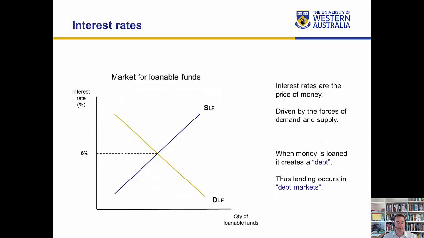Okay, so the market for loanable funds, this should be reasonably familiar to you now. We've got a demand curve for loanable funds and a supply curve for loanable funds, and I've got it there at an interest rate of 6%. Now, in this market, when money is actually loaned, it creates a debt, and so effectively this market for loanable funds is a debt market. The distinction we're making in this topic is that there are short-term debt markets, basically for borrowing of 1 year or less, and long-term debt markets, which is borrowing of over a year.